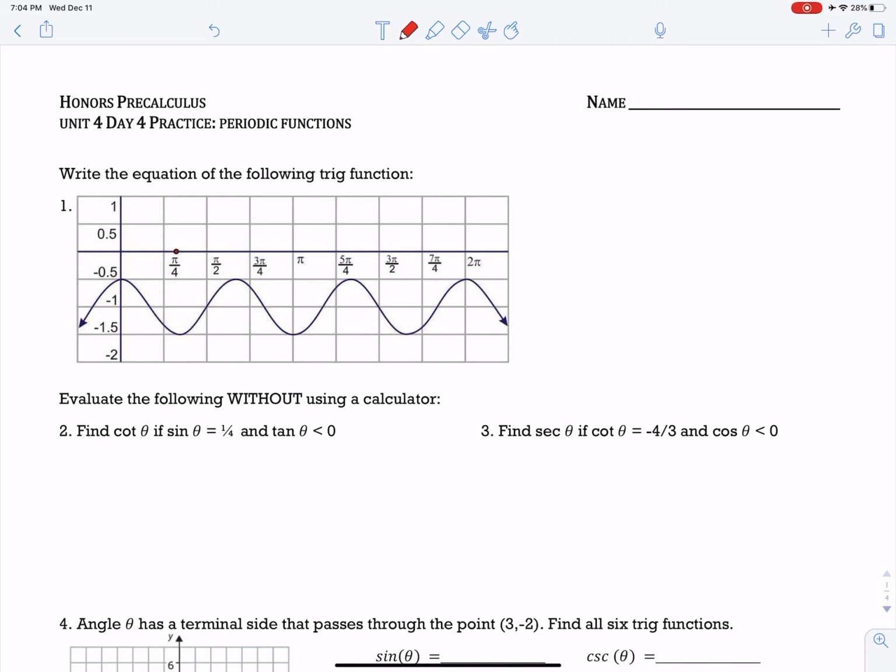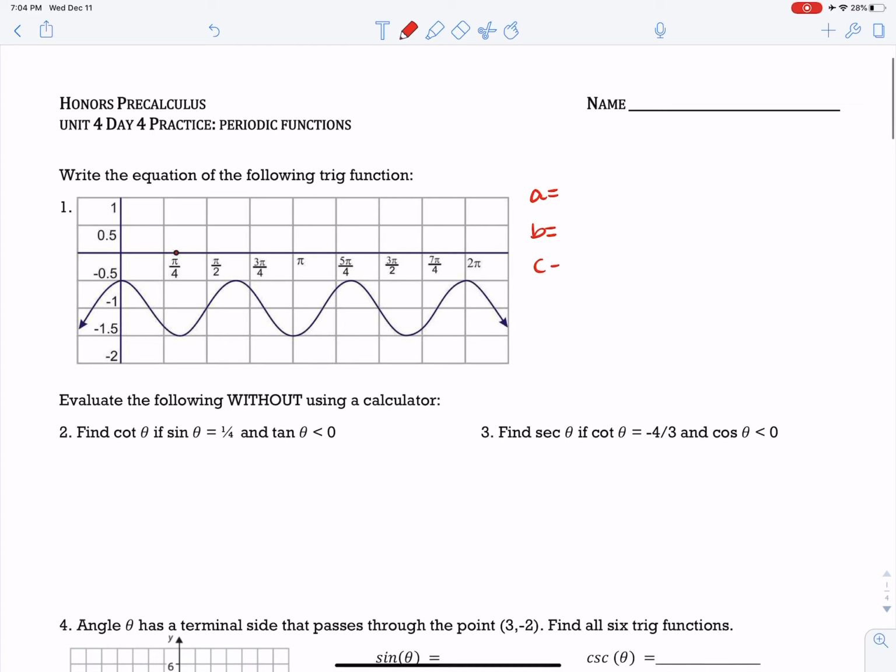So let's start with number 1. The way I teach my students, I have them find A, B, C, and D. The first step is to figure out where our midline is. In this particular problem, our midline is right there at -1. Since our midline is -1, that is our vertical shift. So D is also -1.